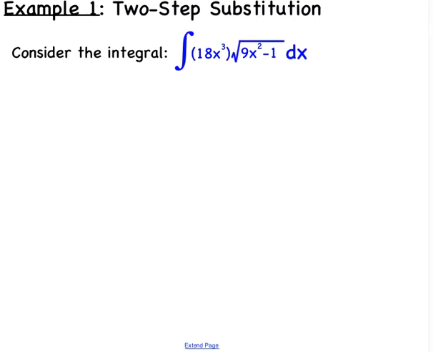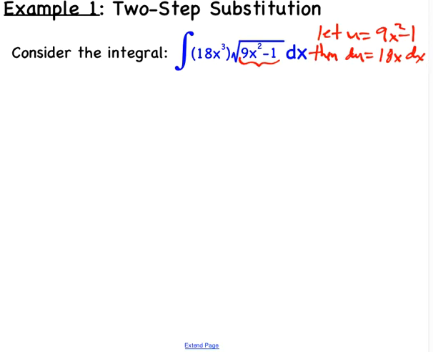So if we look at our first example, let's make our choice for u. From previous lessons, a good starting point is to look at an internal function. And we see that 9x squared minus 1 is inside of the square root function. So we're going to say let u equal 9x squared minus 1. If that's our u variable, then the derivative du is 18x dx.